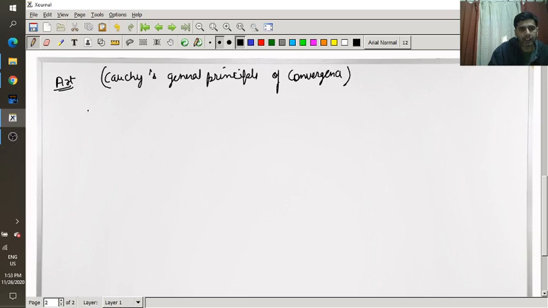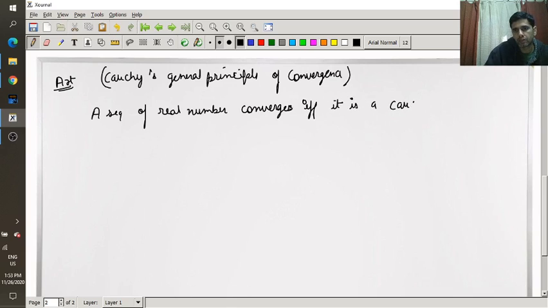So statement क्या है, a sequence of real numbers converges if and only if it is a Cauchy sequence, right. So very important proof, very important result. I am again repeating this statement. A sequence of real numbers converges if and only if it is a Cauchy sequence.